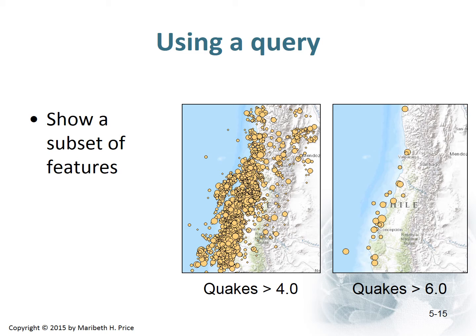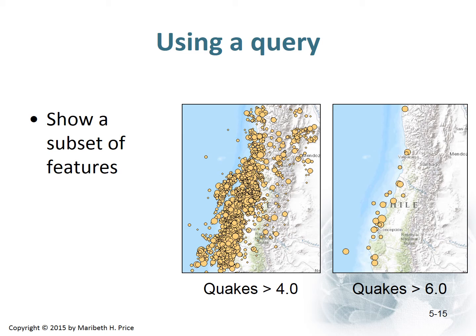But similarly, if you were to look at just the quakes over 6.0 in the image on the right, that subset indicates that you might mistakenly think that only earthquakes occur right at the edge of the coast of Chile, when in reality, if you look at the one on the left, there are a lot of 4.0 earthquakes that are occurring further west.